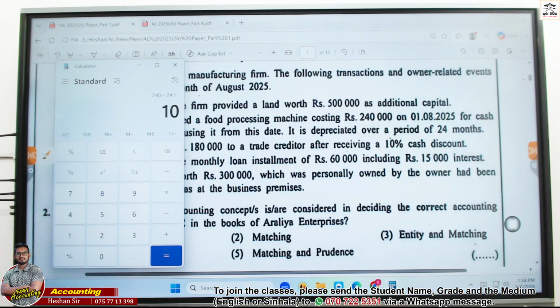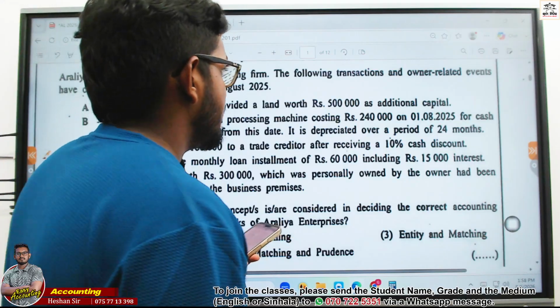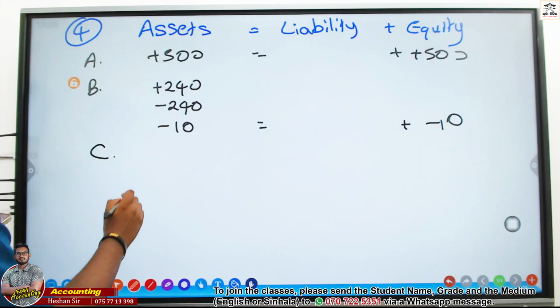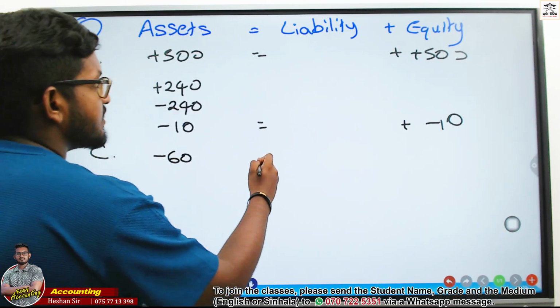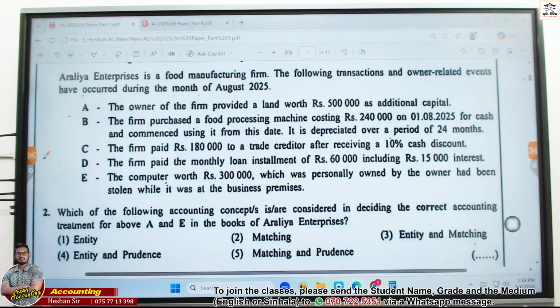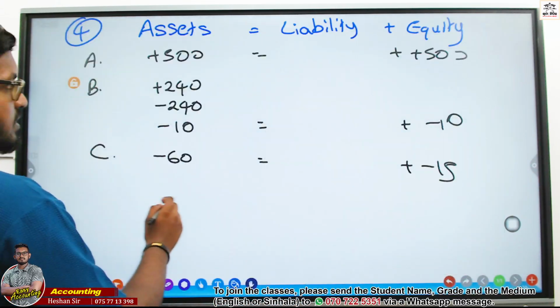C, the firm paid the monthly loan installment 60, including 15 interest, right? So the firm paid 60. So interest is how much? Interest is 15, I guess. So 45 then. Bank loan is 45.